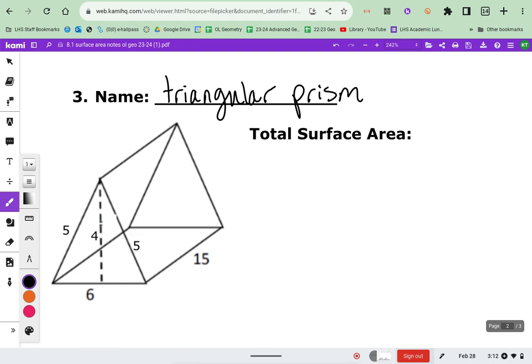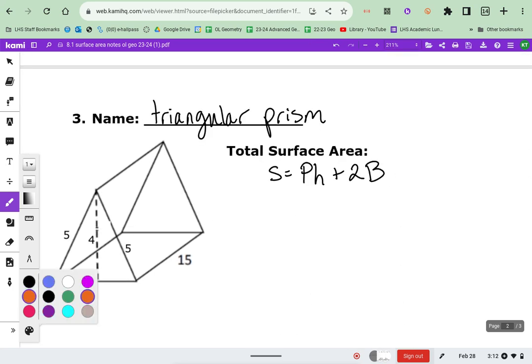So it can be the base even if it's on the side, like how it is in this picture. It's still the triangle base. So in our generic formula for a prism, surface area equals perimeter of the base times height plus 2 times the area of the base. So let's come over to the side for this one and find out the P and the H and the B, and then we'll plug in.